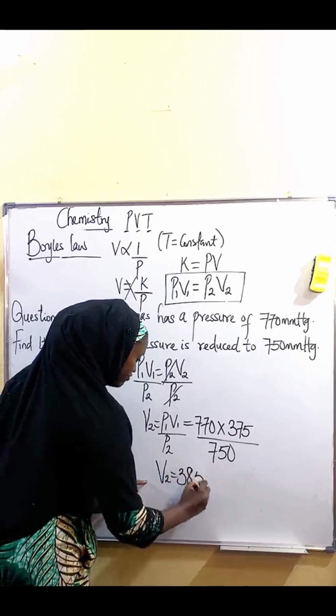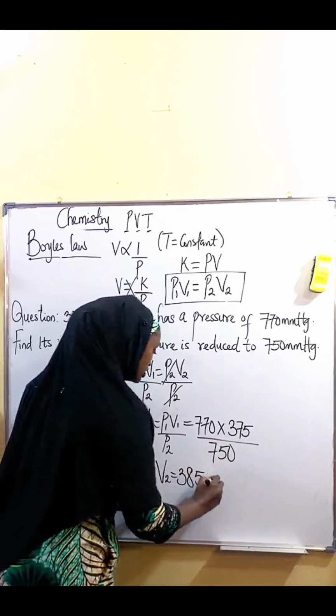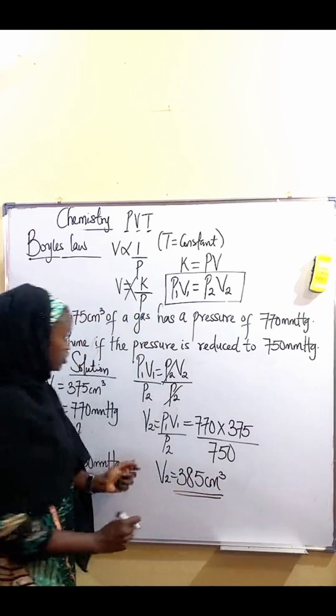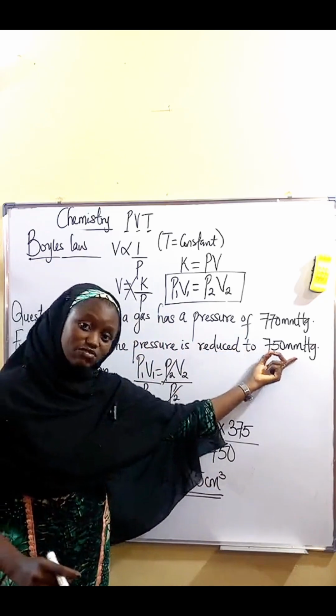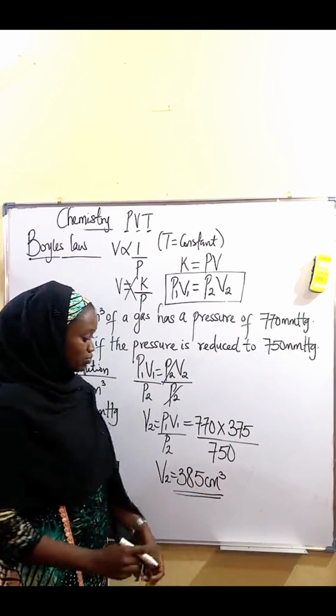And we know that the unit for volume here is cm³. So the volume V2, the volume when the pressure is reduced to 750 mmHg, is 385 cm³.